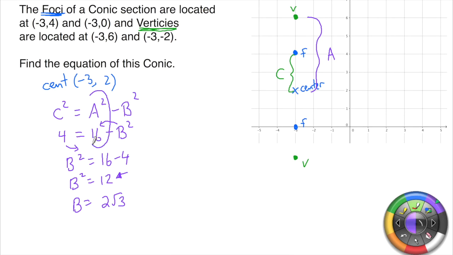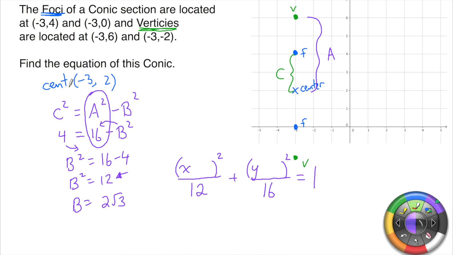A squared up here was 16. So the equation is going to be x minus h all squared plus y minus k all squared, all divided by b squared, is equal to 1. So all I have to do is figure out where the a goes. Well, the a has to go with the vertical variable because that's where most of the stuff is happening. So the a is going to have to go here. So this would be 16. Therefore, the b is going to have to go here, which is 12.